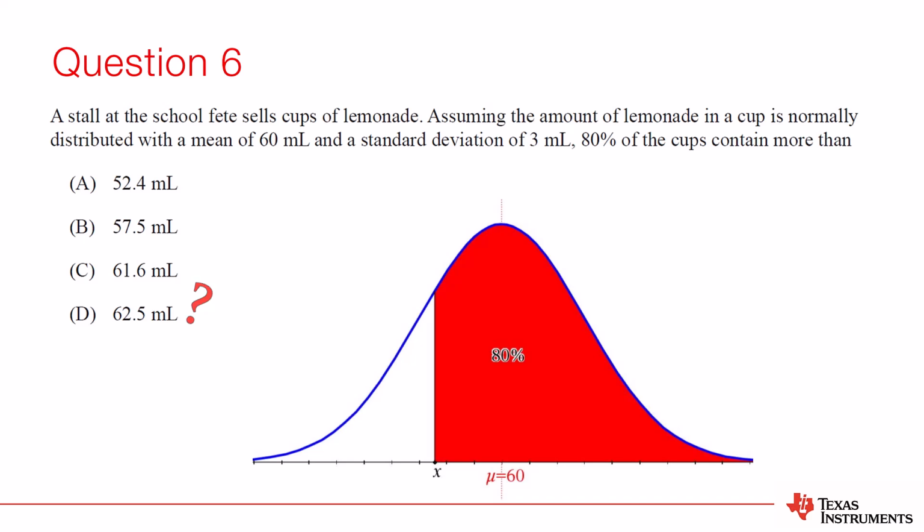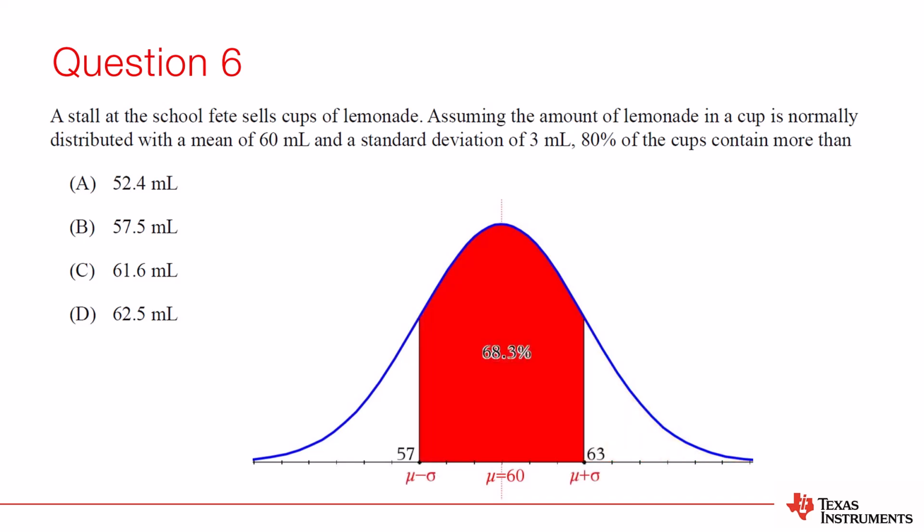We can go one step further. 68% of the volumes lie within one standard deviation of the mean, so 16% lie below one standard deviation and 16% above. We can therefore see from our diagram that approximately 84% will lie above a value that is one standard deviation below our mean. That is, 84% of the volumes will be above 57. So the answer must be option B.